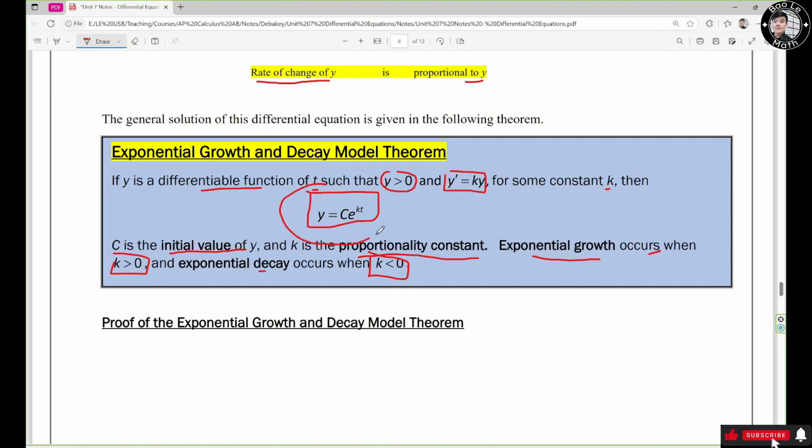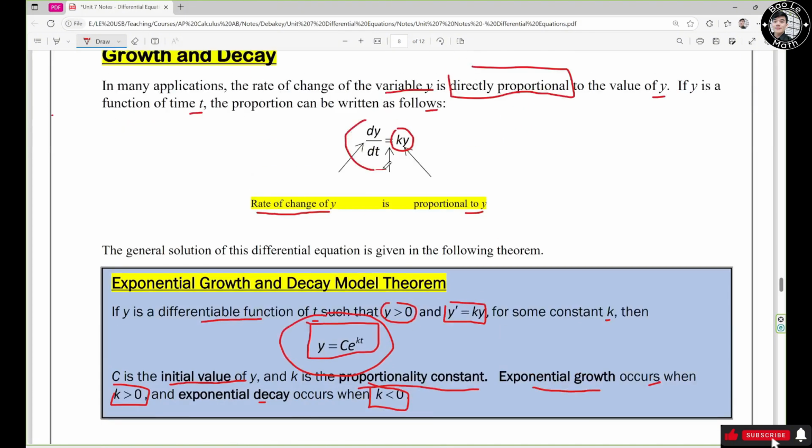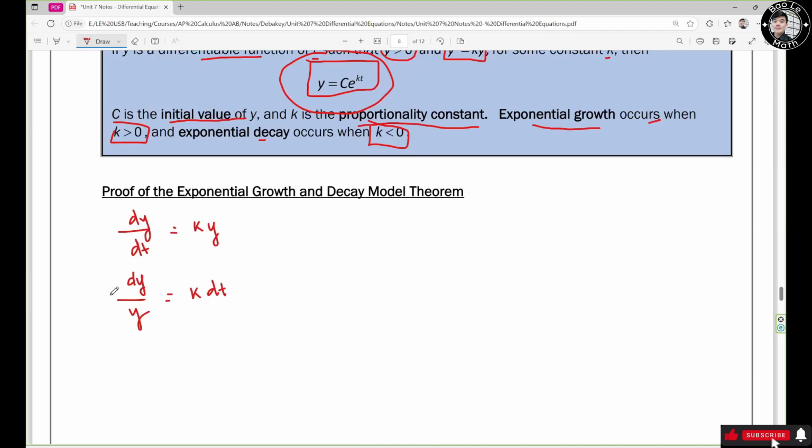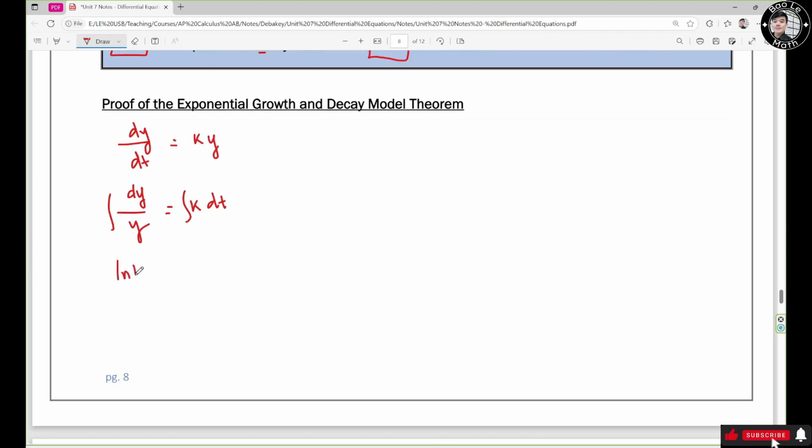Now we're going to prove this formula. So we're going to start from here. I have dy over dt equals k times y. Now I need to separate variables. I see y right here and y is right here. I need to divide both sides by y and multiply both sides by dt. So this turns out to be dy divided by y equals k dt. Now I'm going to take the antiderivative of both sides. So this turns out to be natural log of the absolute value of y equals kt plus c.